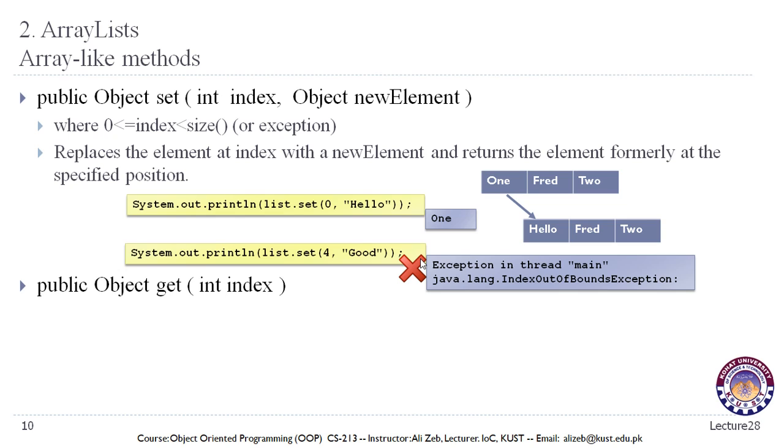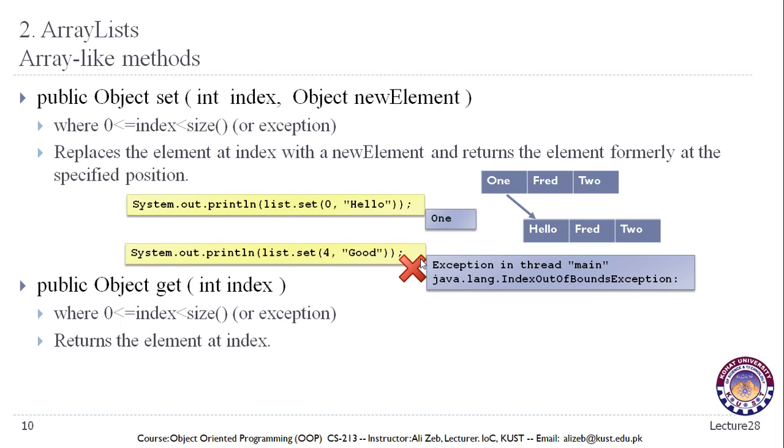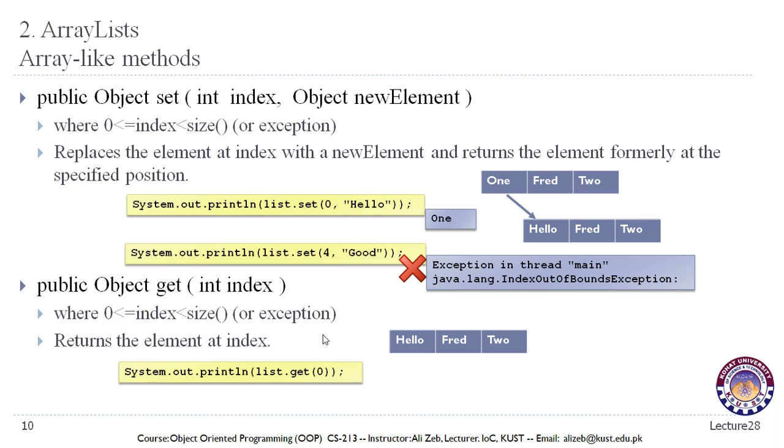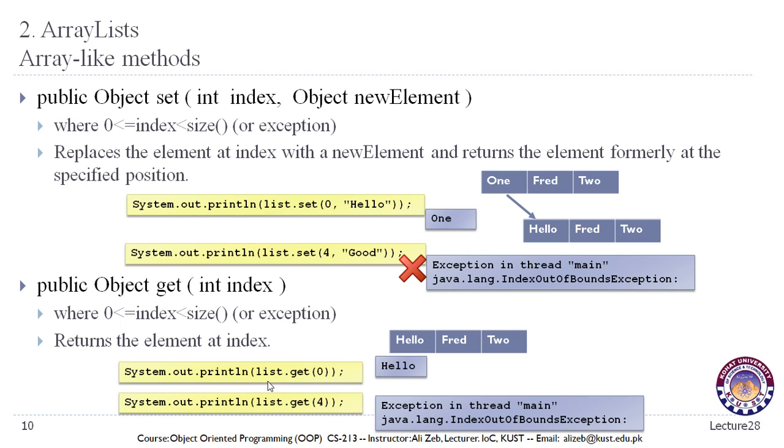Public Object get: we pass an index position that should be greater than or equal to 0 and less than the size of the array list, or we will get an exception. It returns the element at the index position. So the get method will return us the element at the index position in the array list. We have the same array list, and if you want to get the first element from the array list, it should return that element to us. And if we are trying to access an element that is not there in our array list, we will get an exception.